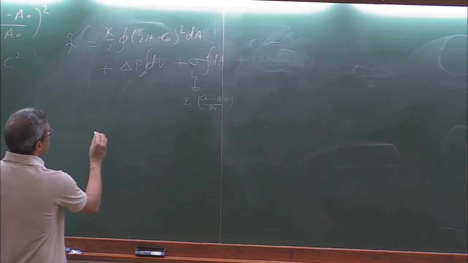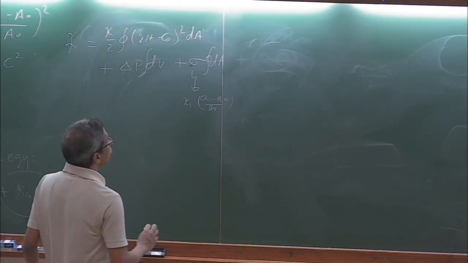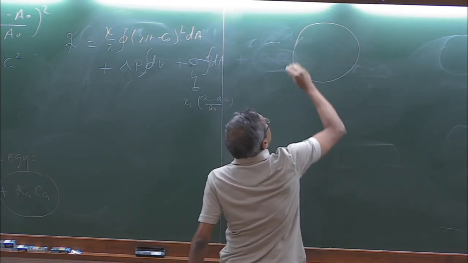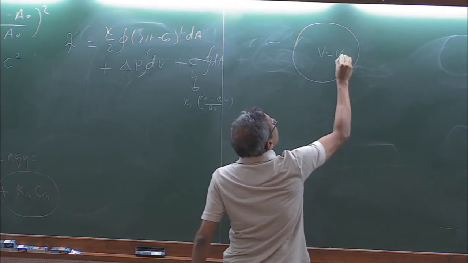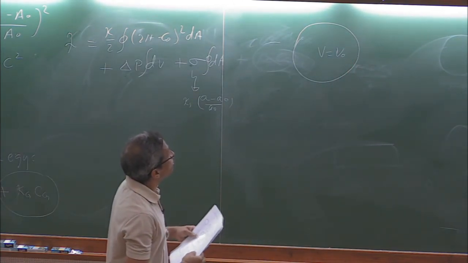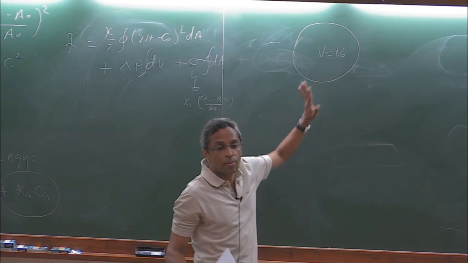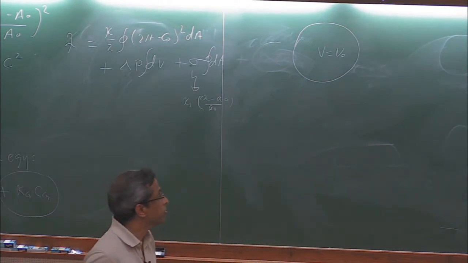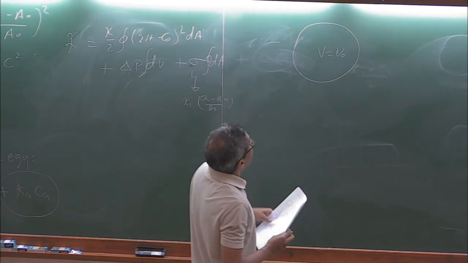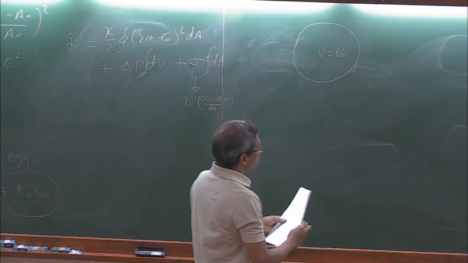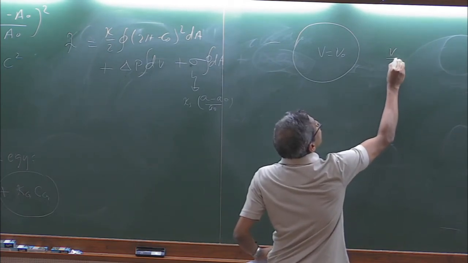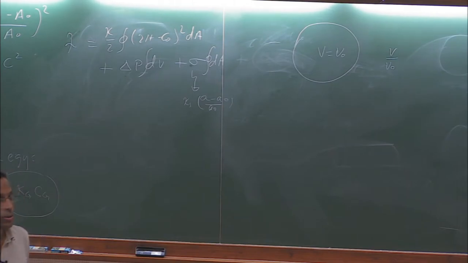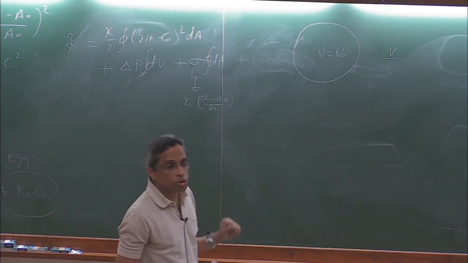For example, what am I considering? I am considering a vesicle. V0 is the volume where the membrane is not stretched. It's a sphere, but the membrane is under zero stretch, okay? And now what I'm going to do is look at the shapes as a function of V by V0, the reduced volume. What are the equilibrium shapes that are possible?